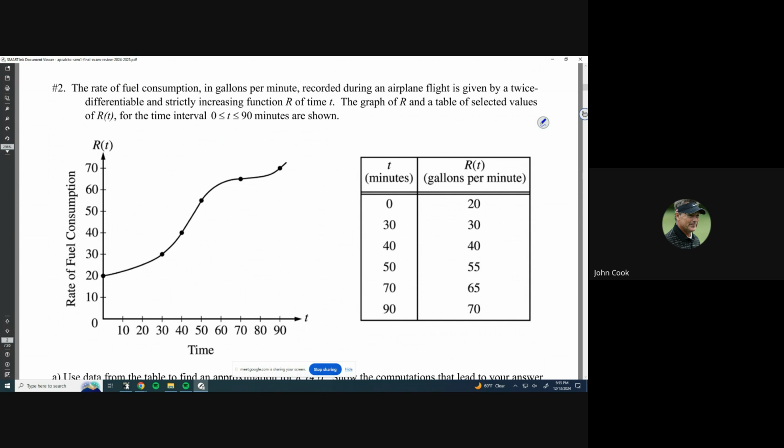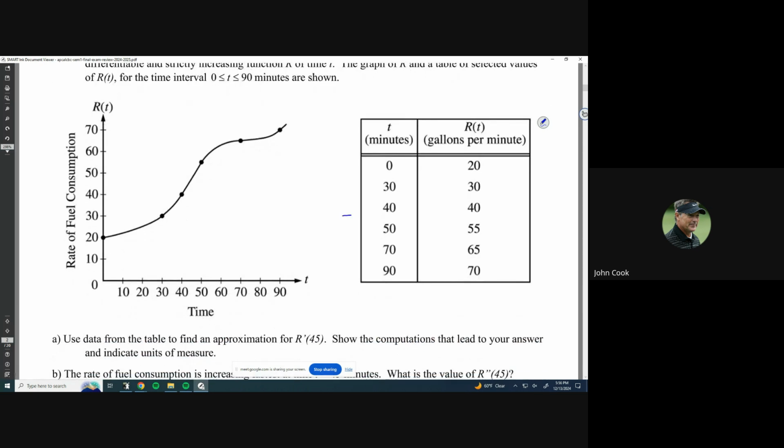Anyways, the rate of fuel consumption in gallons per minute recorded during an airplane flight is given by a twice differentiable and strictly increasing function R of time t. The graph of R and a table of selected values of R of t for the time interval from 0 to 90 minutes are shown. Okay, so here's our interval, our timetable, and then our graph. And remember that this is R of t, it's in terms of gallons per minute.